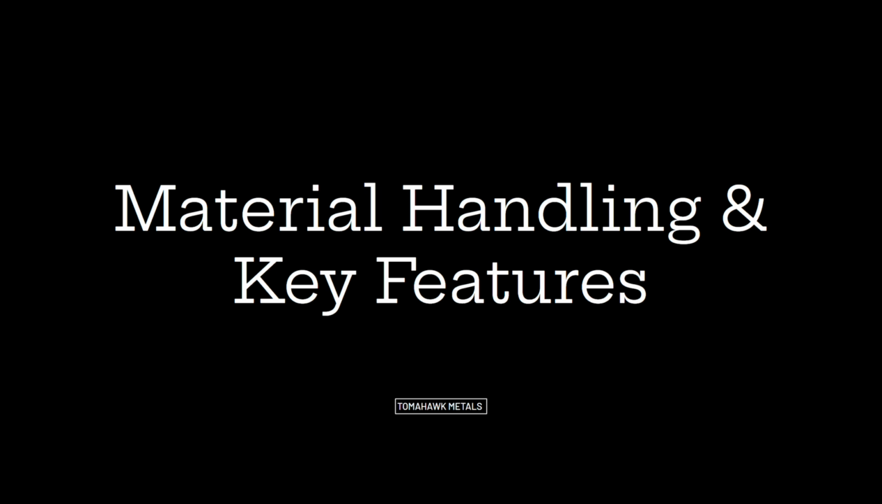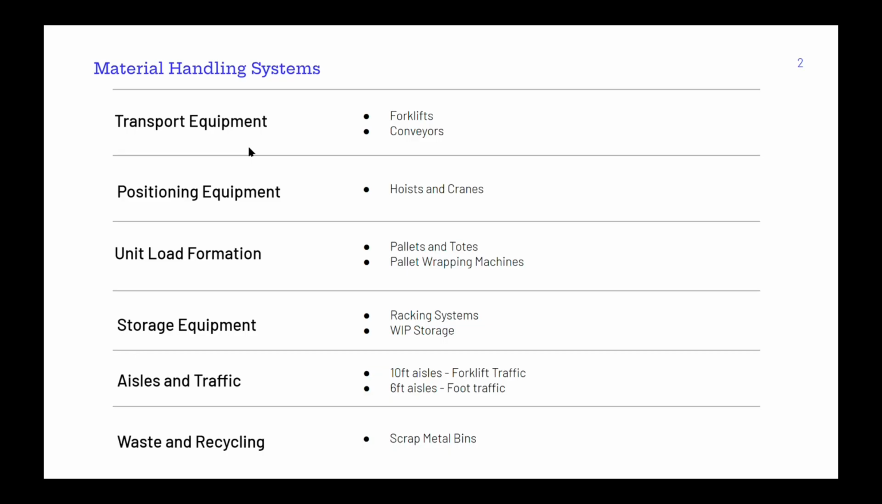Now we're moving on to material handling equipment and key features of our facility. For material handling systems, we've got transport equipment such as forklifts for any bulk transportation, as well as conveyors for transportation between processing sites to speed up production and reduce labor time. We've got positioning equipment such as hoists and cranes to lift any large unwieldy items and to position for welding.